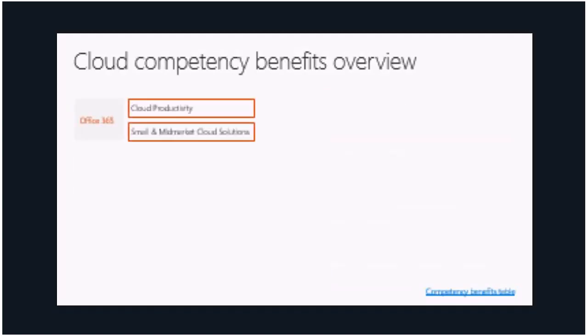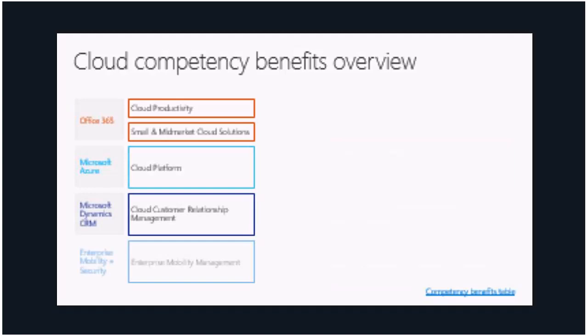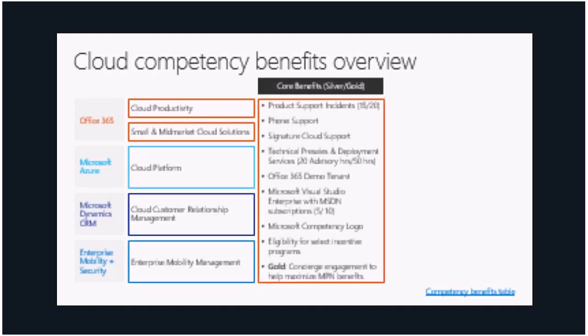On a very high level, these 5 cloud competencies have a core set of benefits. So you get a certain number of product support incidents. You get access to phone support. Signature cloud support only, again, for cloud competencies. And then there is technical pre-sales and deployment services, essentially through which you get one-on-one technical consultation, which are also known as advisory hours.